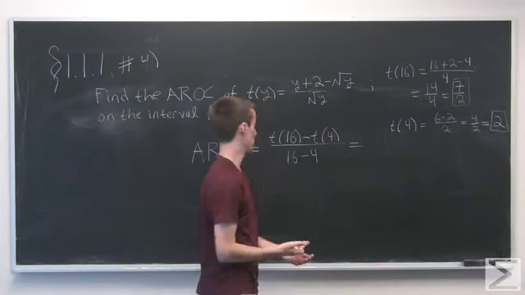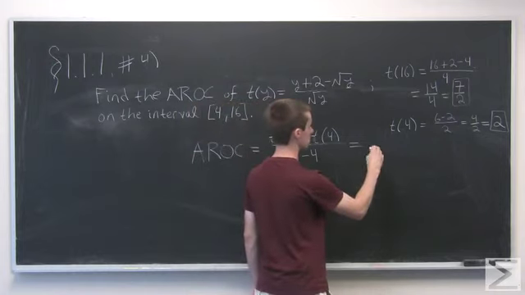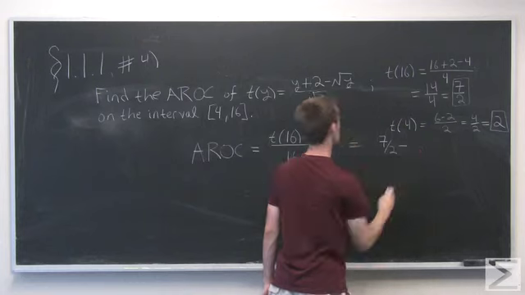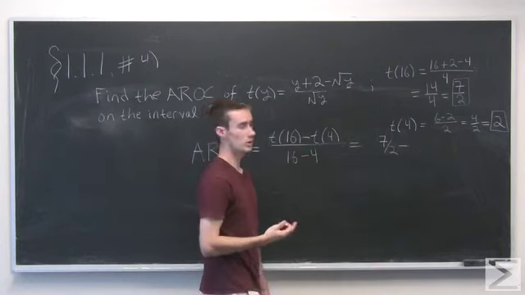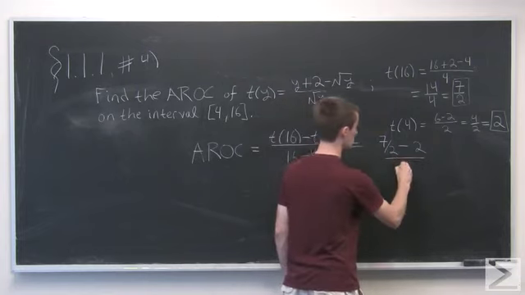So now we can go ahead and just stick right into the equation that we had earlier. So this whole thing is t of 16, 7 over 2, minus t of 4, or 2, all over 16 minus 4, which is 12.